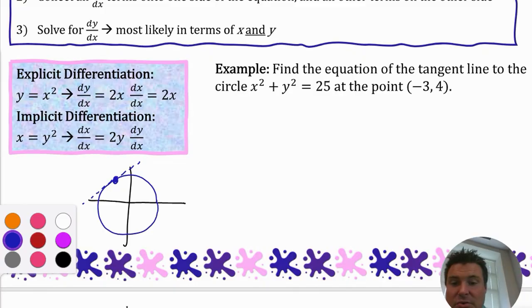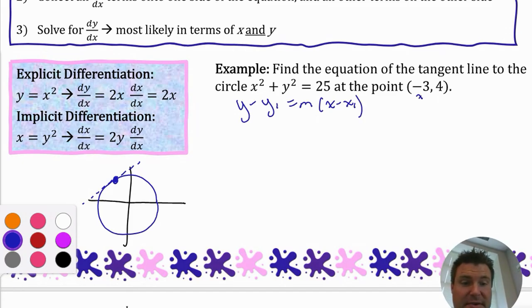So what I need to do is y minus y1 equals the slope times x minus x1. This -3 right here is going to be my x1. That 4 is my y1. So to find the slope, I need to differentiate both sides.